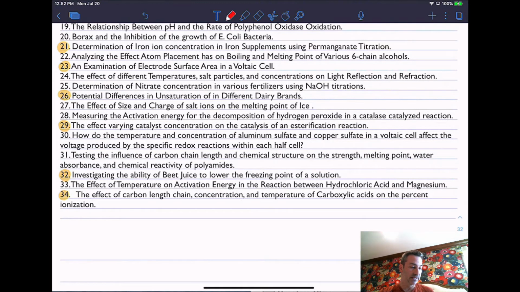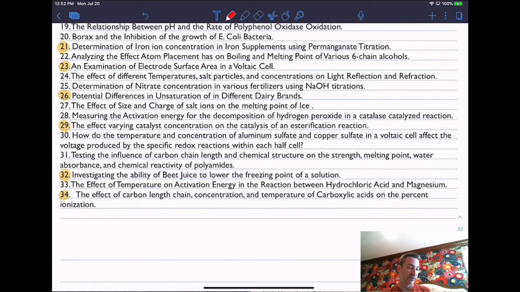Number 26, potential differences in unsaturation. So this was another type of titration lab, and this person was looking at different butters, and they were looking at differences between the unsaturation, so how much saturated fat was there, depending on where the butter came from and how the cows were raised and what they ate. So that was a great experiment. People did really well on that one and got pretty much close to a perfect score.